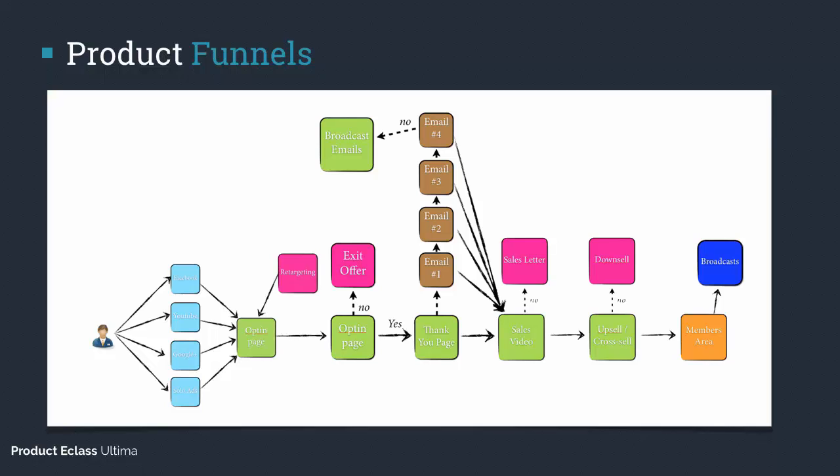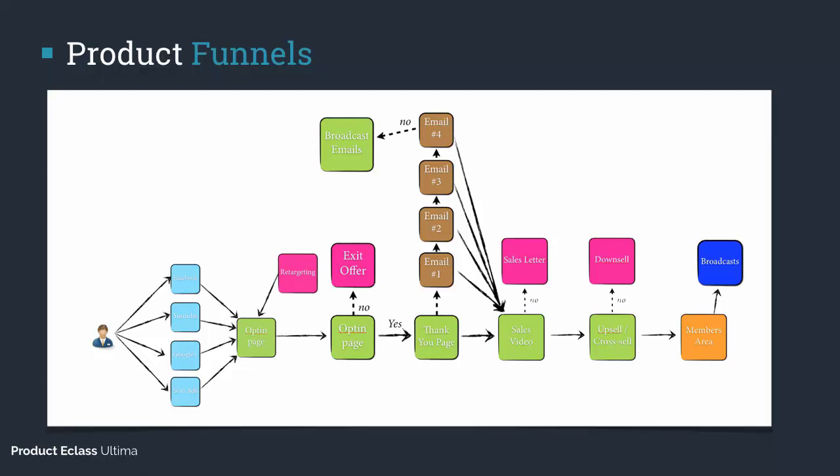Right now, the typical flow is this: opt-in page to a thank you page, to a sales page, to an upsell page, to a members area. Along the way, putting them on an email list and then marketing to them in the future. That's your general, fully realized funnel.